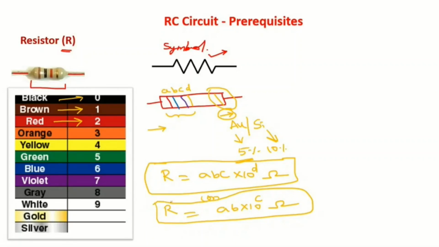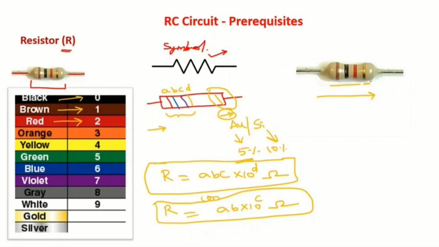Now, if we take one example, we can easily understand how to calculate the value of resistance of a given resistor from the color coding. Please note that A, B, C and D represent the numbers assigned to the respective colors. For example, this is a resistor which has three colors on the left side and gold on the right side. Always keep gold or silver on the right side.